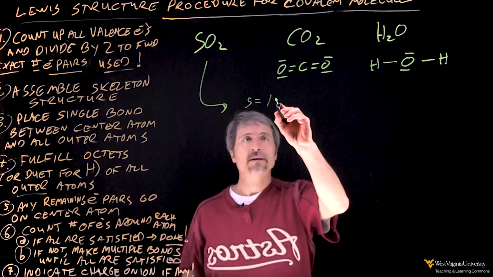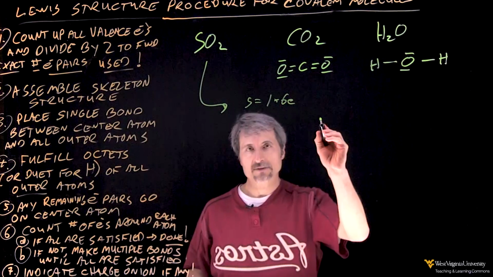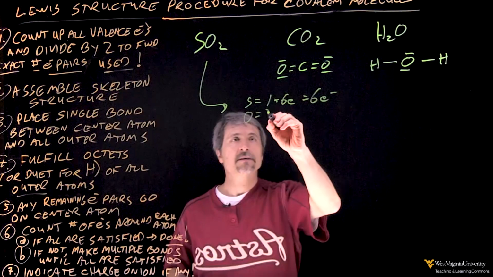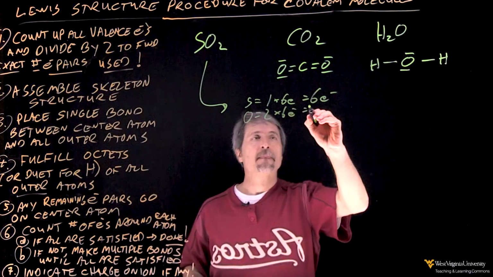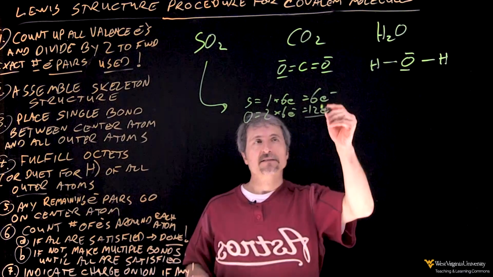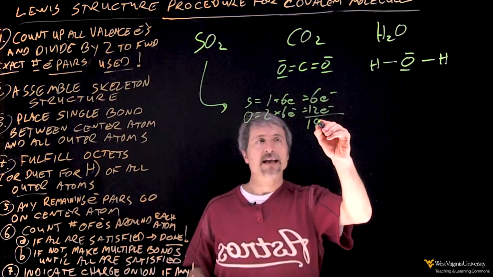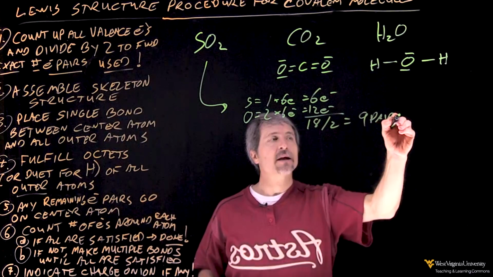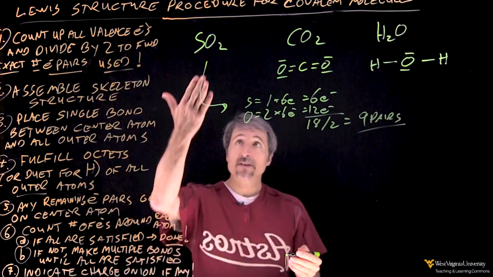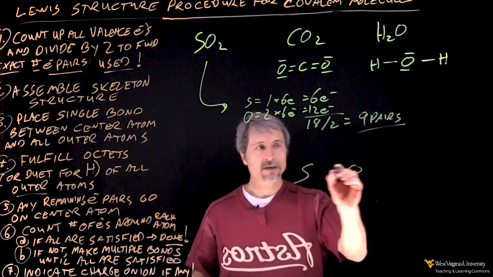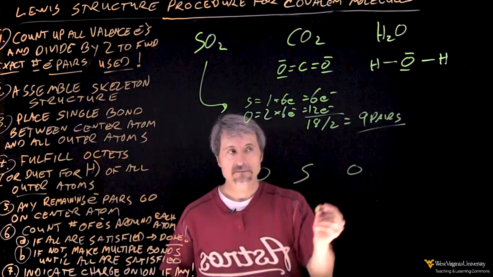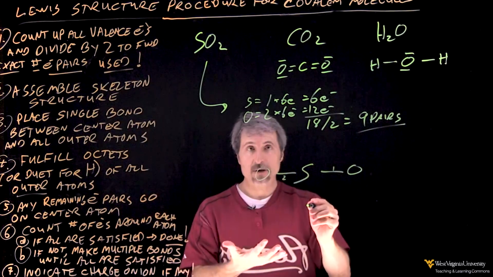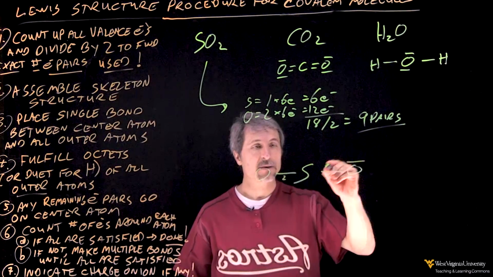Sulfur, 1 times 6 electrons, right? Because it's in group 6A. But so is oxygen. 6 plus 12 is 18 divided by 2. We got 9 pairs here. 9 pairs we have to mess with. Sulfur's in the middle. Oxygens are attached. Single bonds between the center and the outer make the outers happy.